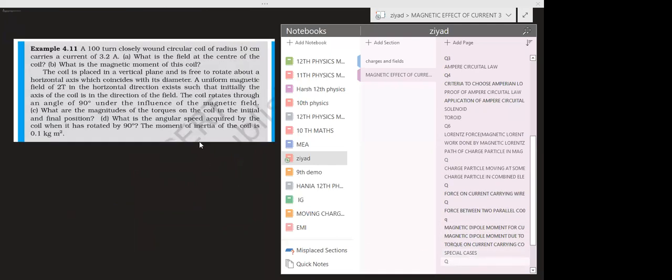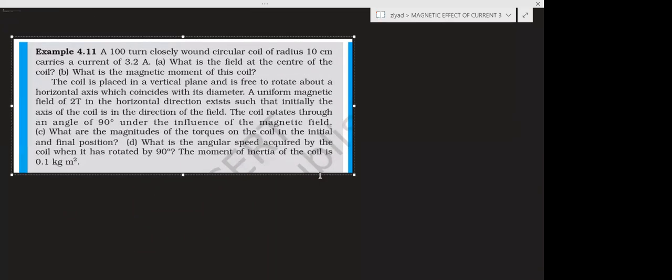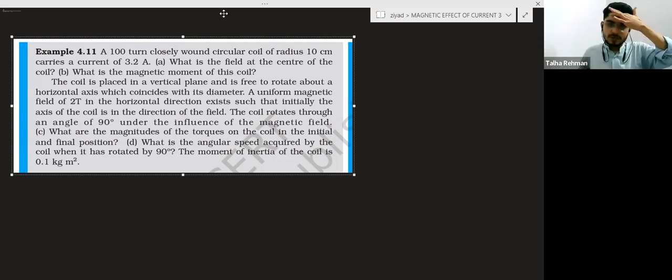There is one question from NCERT, example number 4.11. You can take a screenshot. This is not a very hard or tough question, this is a very easy question. Four parts are there in this question, A, B, C, D. This is from chapter number 4, Moving Charges and Magnetism, NCERT, example number 4.11. If you have NCERT, you will get this question.